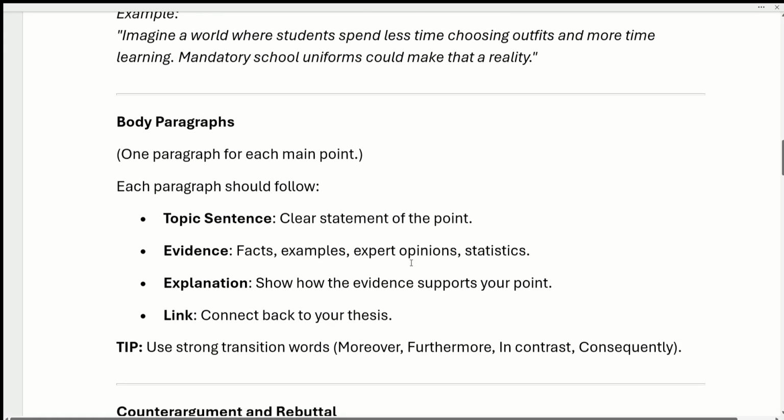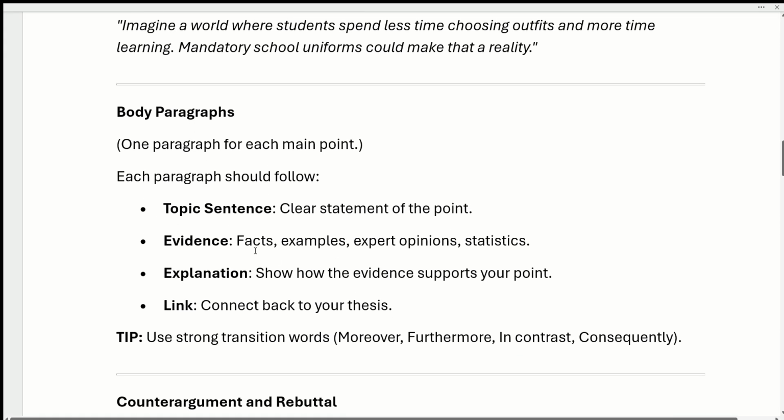Okay. Next step would be to do your body paragraphs. You can have 1 paragraph for each point that you write about. And there's a TEAL structure. I'm sure you guys would have learned about this in school. Different schools have different acronyms for it. I go by TEAL. So each of the letters in TEAL stands for something. The first one is topic sentence, so that's a clear statement of your point.